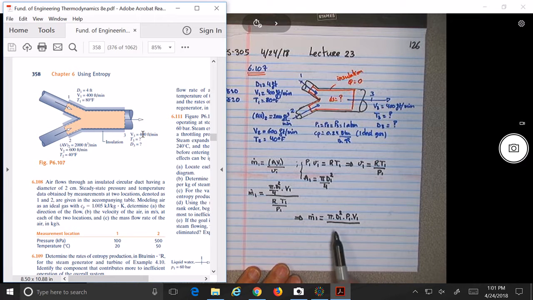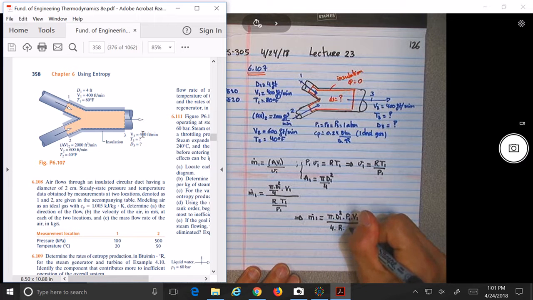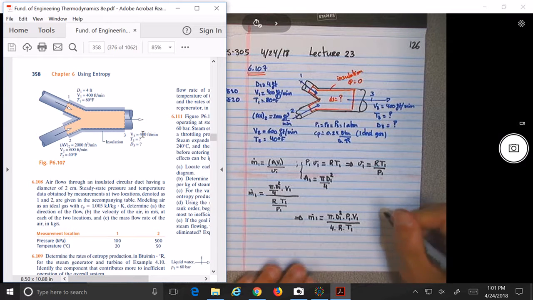So pi divided by 4 R T1. Okay, and what is R?